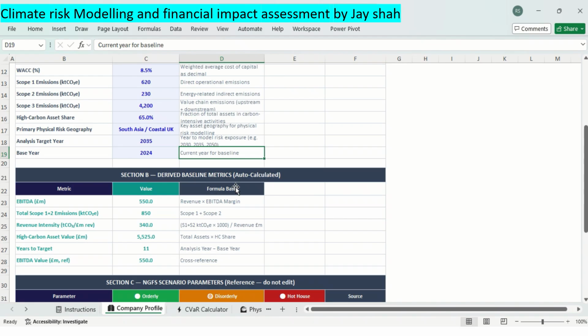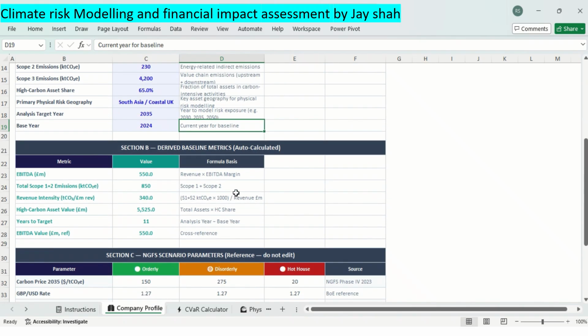Now, moving into Section B, these six cells are all calculated automatically from the inputs above in Section A, which is very important to understand. They are derived baseline metrics that flow into every other sheet that we are going to see.